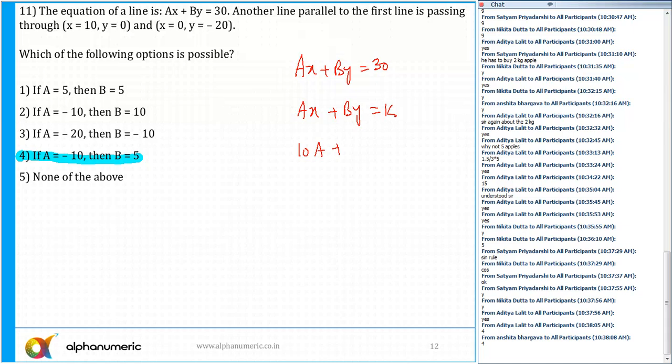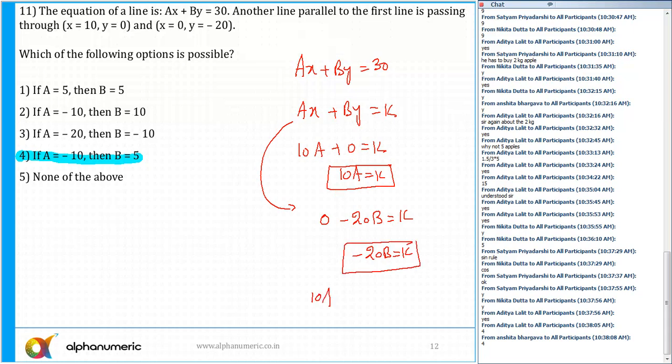So x is equal to 10, so I can say 10a plus 0 is equal to k. So that is one equation: 10a is equal to k. It is also passing through x equal to 0, y equal to minus 10. So 0 minus 10b is equal to k, which means minus 10b is equal to k. So I can say 10a is equal to minus 10b. So which of the following options is possible? The answer is option A. B equal to 5 and A is minus 10. That is one of the possibilities. So an easy one. Can I move to the next question?